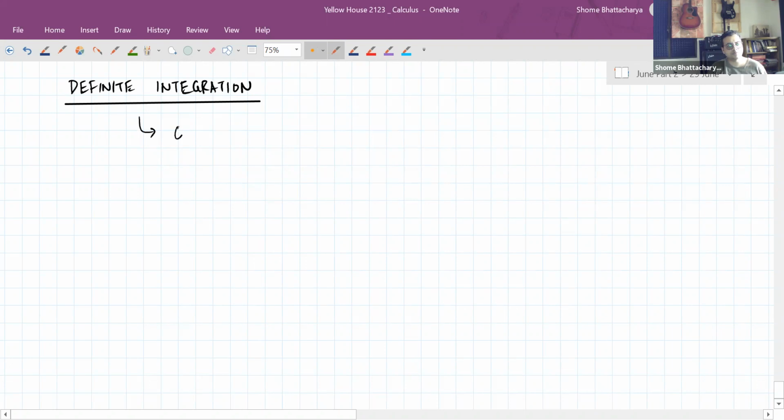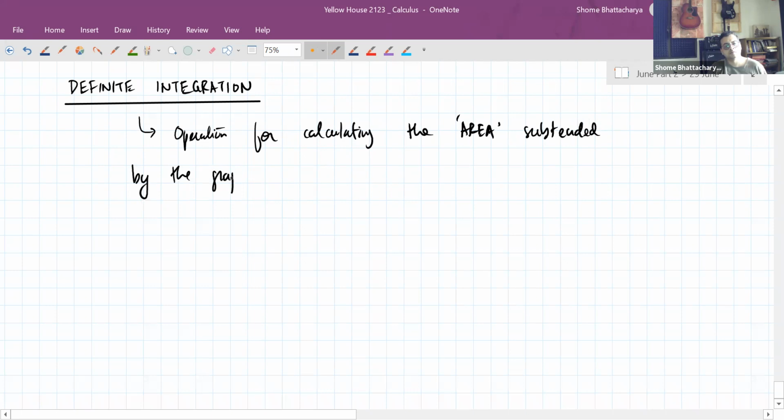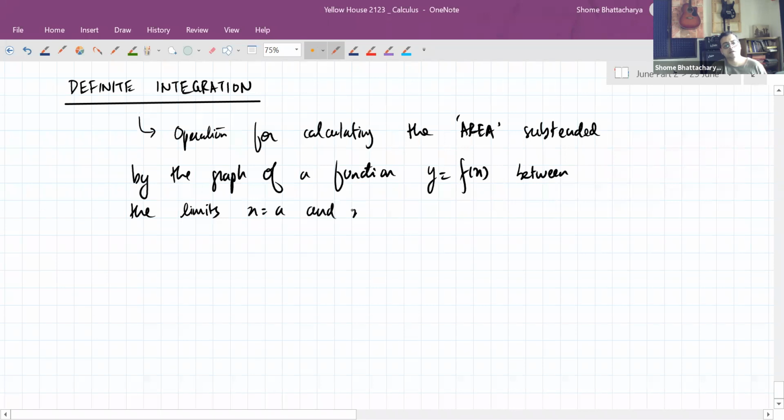So definite integration is an operation for calculating the area subtended by the graph of a function, let's say y is equal to fx, between what we call the limits x equal to a and x equal to b. So let's understand what area exactly we're talking about.